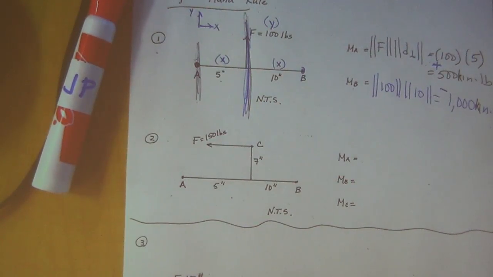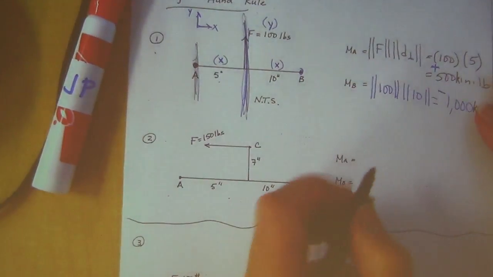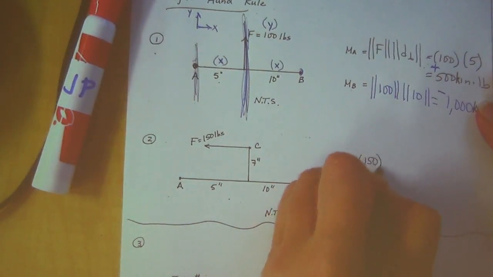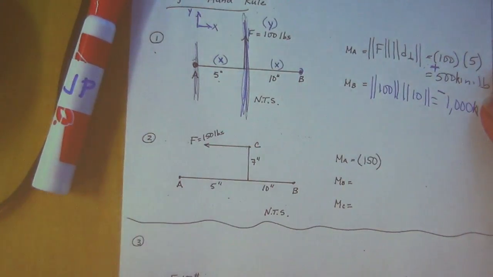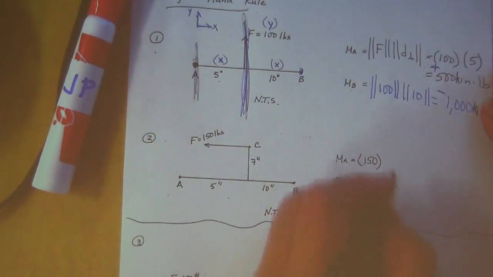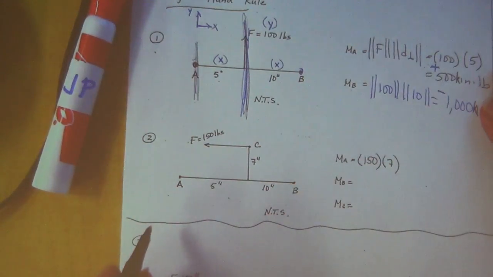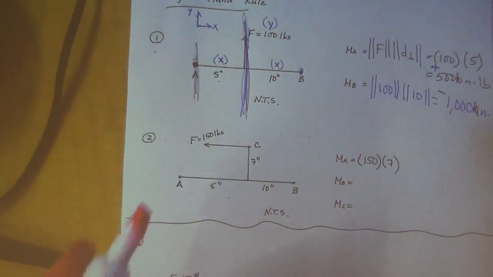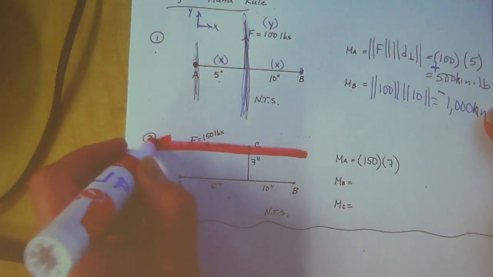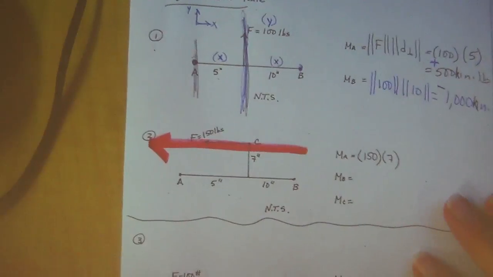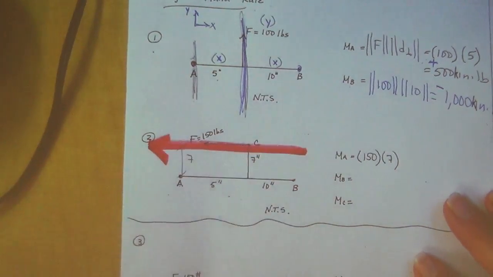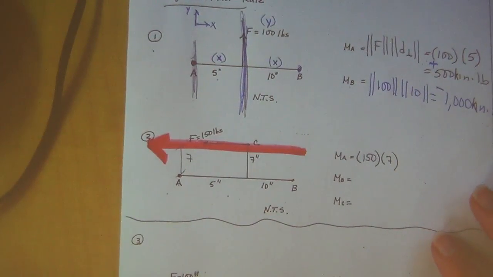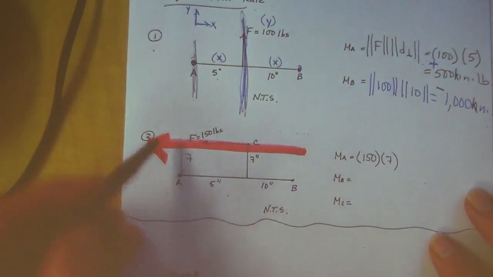So the moment about A, it's the absolute value of the force, 150, times what is the perpendicular distance from the force to A? 7. Okay, look up here. Here is my force. Here is point A. What is the perpendicular distance between these two? It's 7. No, it's perpendicular, right? Okay.